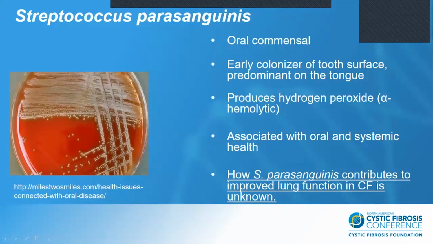Streptococcus parasanguinis is an oral commensal, and it is an early colonizer of the tooth surface. It's normally acquired shortly after birth, and it's predominant on the tongue. It produces hydrogen peroxide. It is alpha hemolytic, and it's been associated with oral and systemic health. However, how this particular commensal contributes to improved lung function is currently unknown.